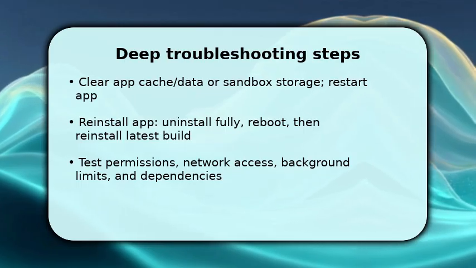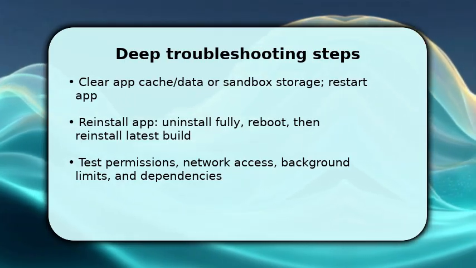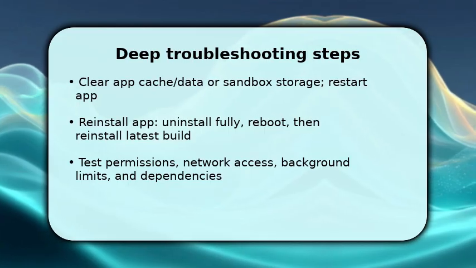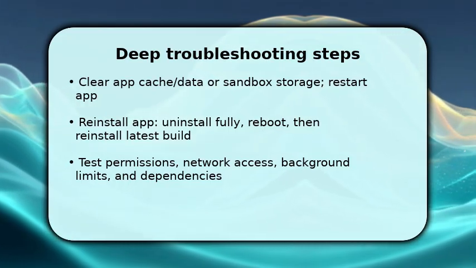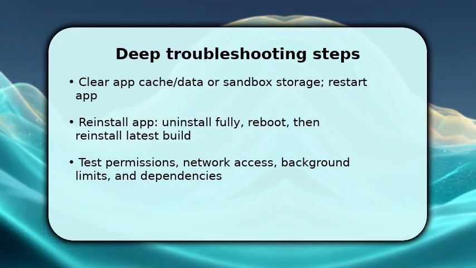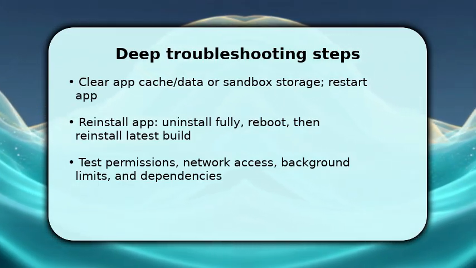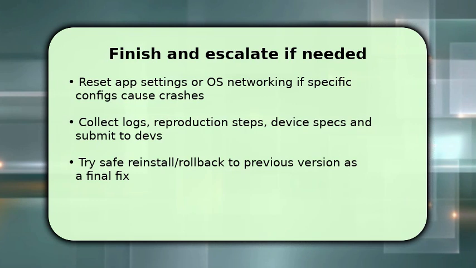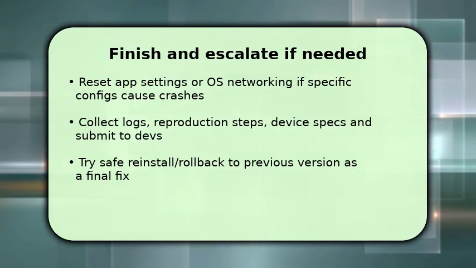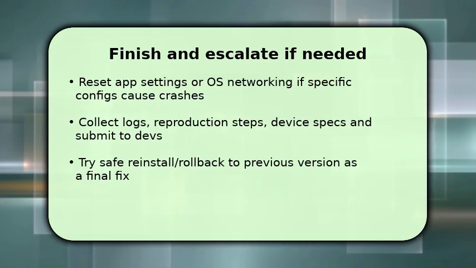Next, check runtime permissions, network restrictions, battery or background limits, and required services or SDKs. Once done, run the app under the same conditions and observe logs for new clues or different error signatures. To finish, reset any app-specific settings or problematic OS network profiles that could trigger the crash and test again.